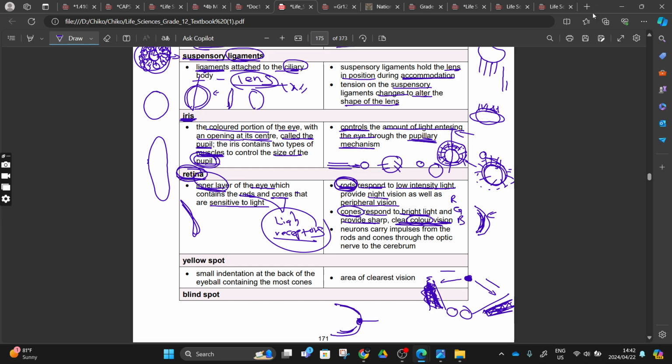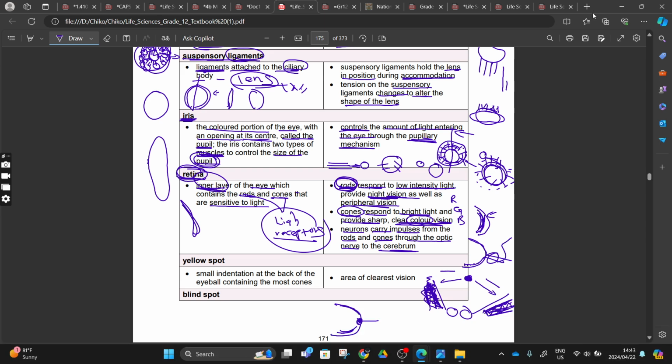The rods are also photoreceptors, but they are more concentrated on black and white, right? And they are more for night vision, right? From there, also at the retina, we have the neurons that carry impulses from the rods and the cones through the optic nerve to the cerebrum. I told you that if this is our eye and this is our retina, the sensory neurons here take these things out. You'll understand. And then the nerve here will be our optic nerve, where?